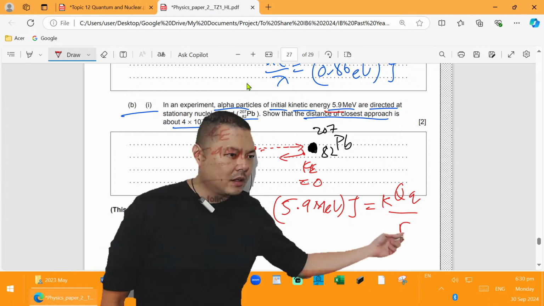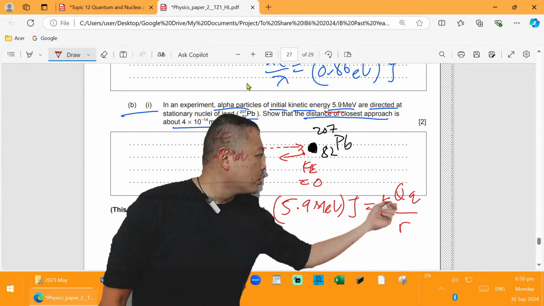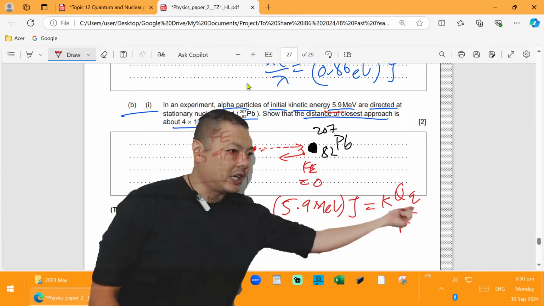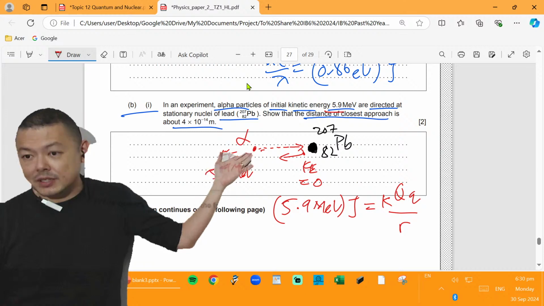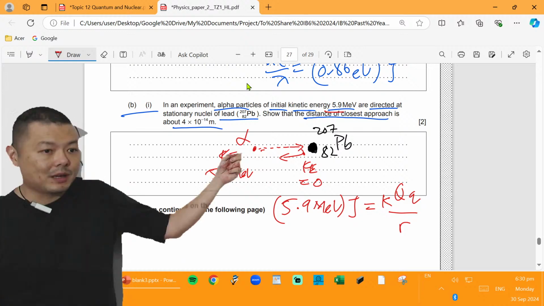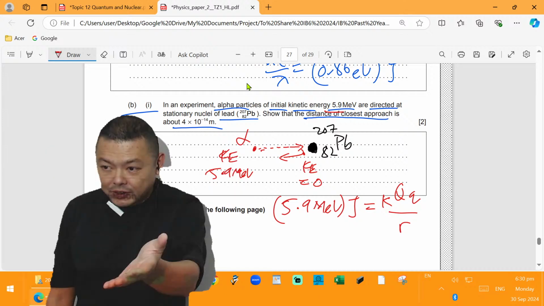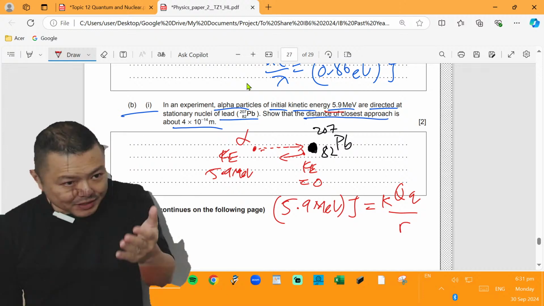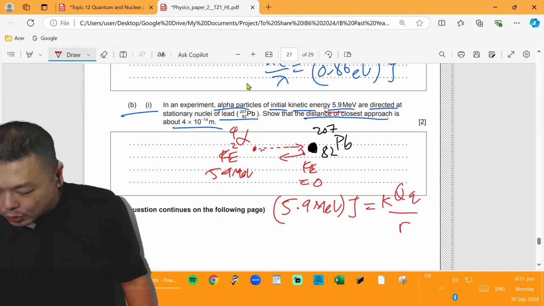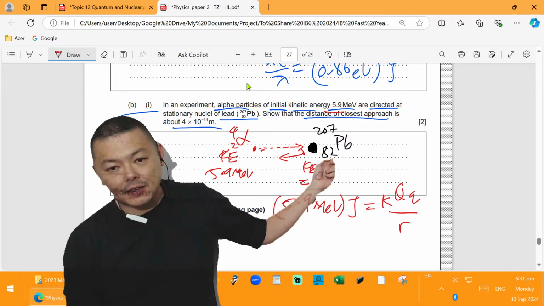Who's Q? One of the Q's is for the lead nucleus, the other Q is for the alpha particle's charge. Some people ask me, how do I know the charge of the alpha particle? Are you supposed to know the charge of the alpha particle? Yes, you're supposed to know. You need to know that the alpha particle is 4, 2, which means it has 2 protons. And you need to know that the lead nucleus is made up of 82 protons.